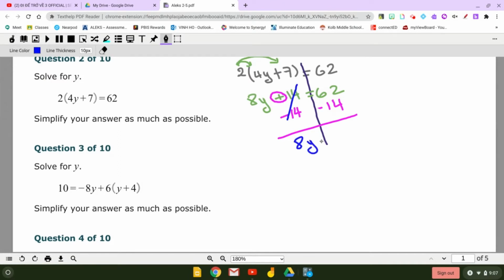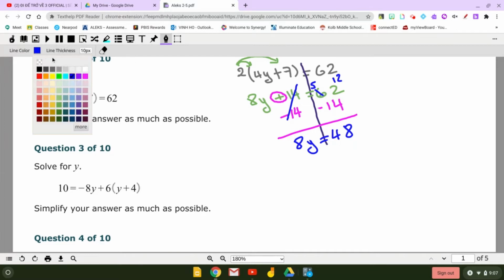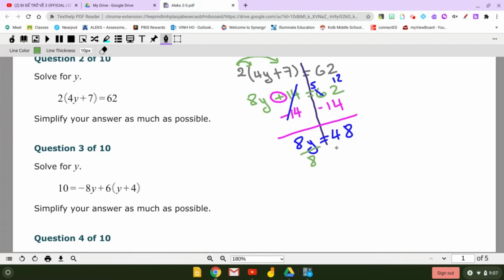We're left with 8y on the left side. And 62 minus 14, you borrow 1 from the neighbor. So 12 minus 4, that will give you 8. And 5 minus 1 will give you 4. Okay. And as usual, our last step is always dividing. We're going to divide by 8 on both sides so that y is by itself. And 48 divided by 8 is going to be 6. Done. That's it.